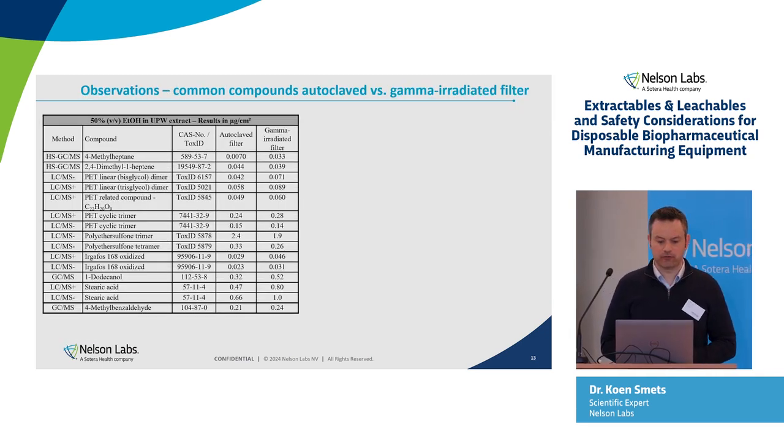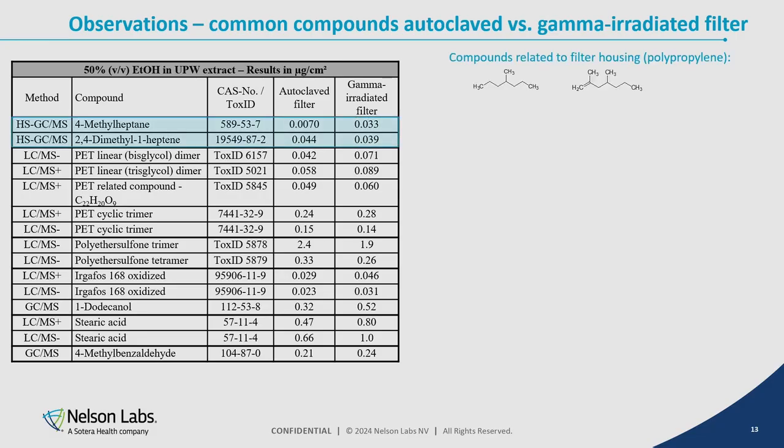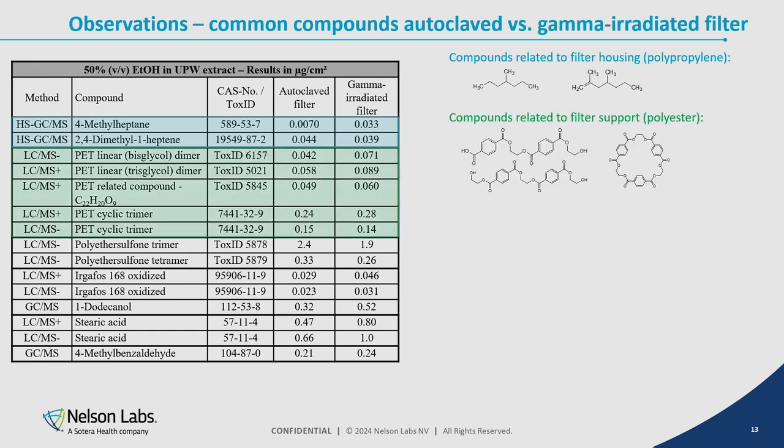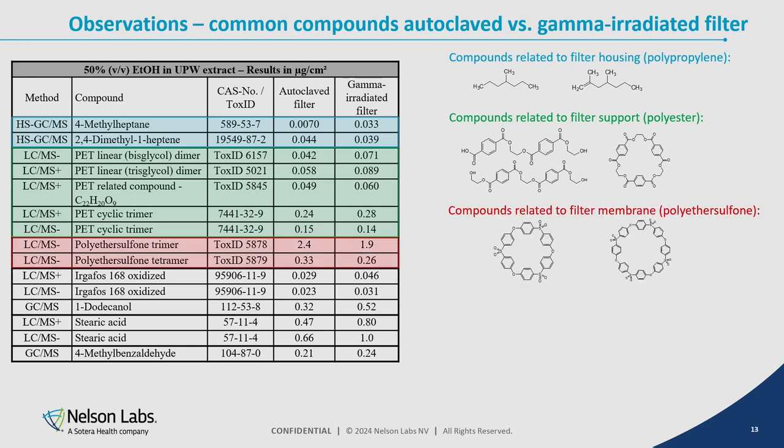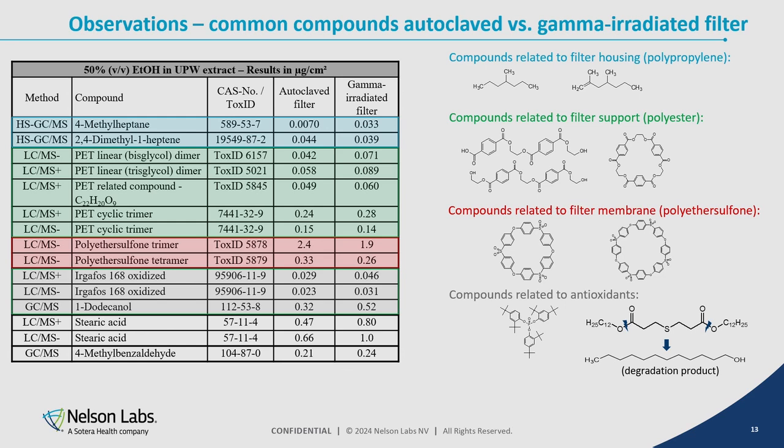The results also give some information on understanding the difference between an autoclaved and a gamma irradiated filter. First, we will look at the compounds that were detected for both cases. There were some compounds that could be related to the filter housing made of polypropylene. There were also some compounds related to the filter support made of polyester. Some compounds could be related to the filter membrane made of polyether sulfone. And some compounds are related to antioxidants or degradation products from those antioxidants. There were also some processing aids detected for both the gamma irradiated and the autoclaved filter.